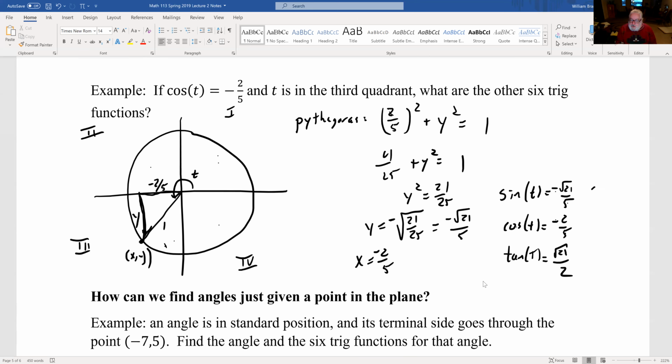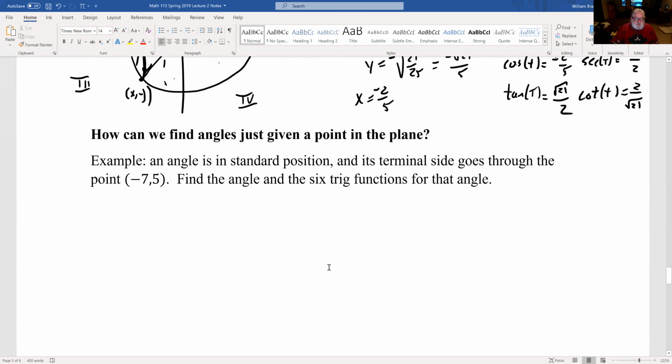So cosecant of t is the reciprocal of sine, so minus 5 over the square root of 21. Secant of t is the reciprocal of cosine, so that's minus 5/2. And cotangent of t is the reciprocal of tangent, so 2 over square root of 21.